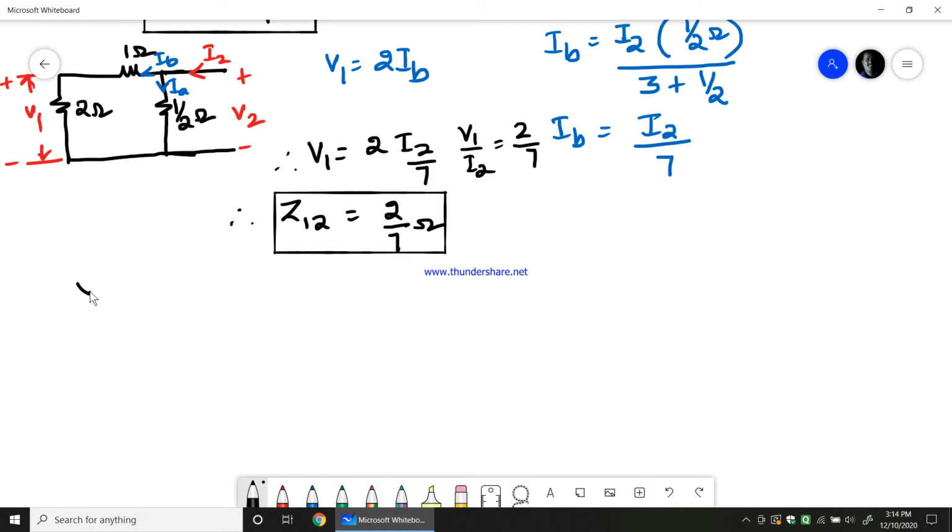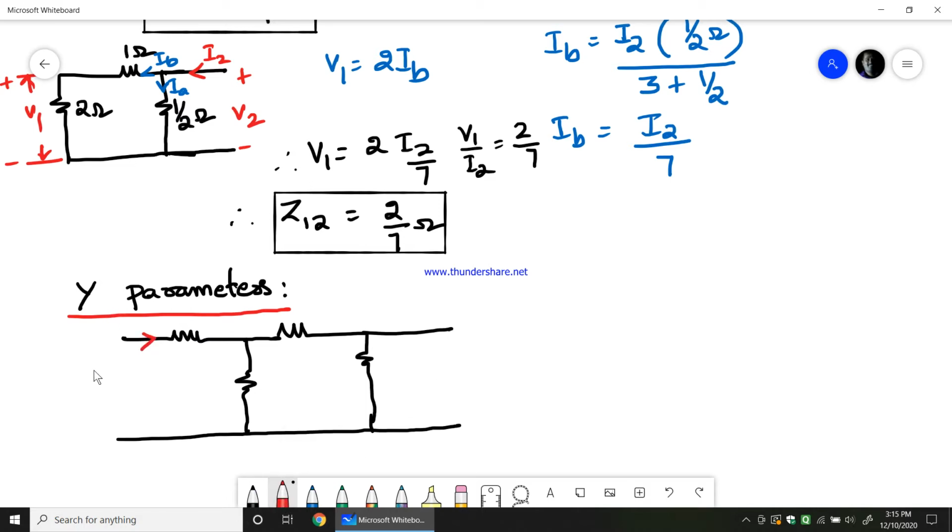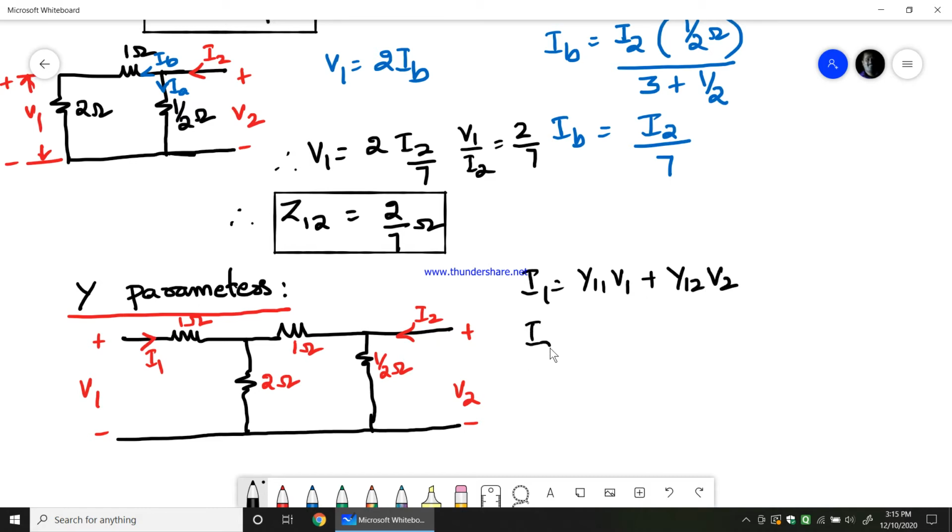Now Y parameters. How to find Y parameters for the same circuit? So we'll take out the given circuit. So this is the given circuit. This is V1, 1 ohm, 2 ohm, 1 ohm, 1 by 2 ohm, I1, I2, V2. Now the Y parameter equations are: I1 equals Y11 V1 plus Y12 V2, and I2 equals Y21 V1 plus Y22 V2.